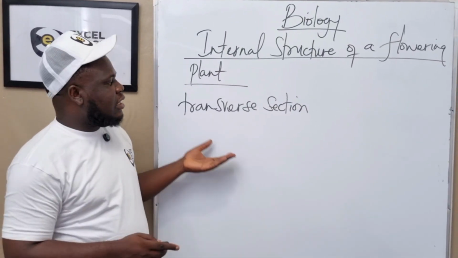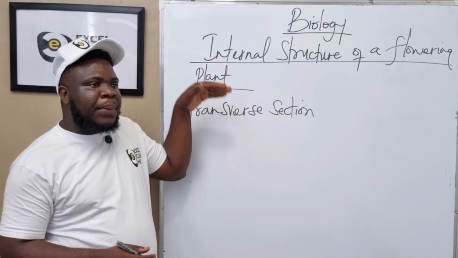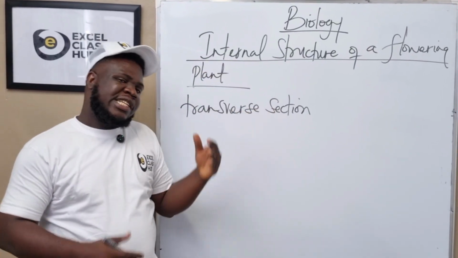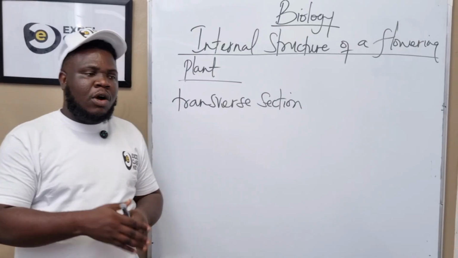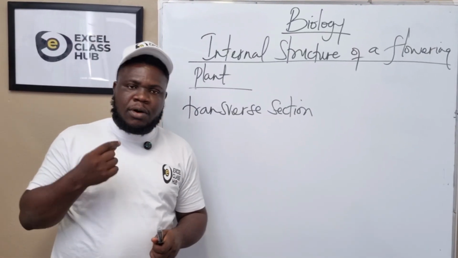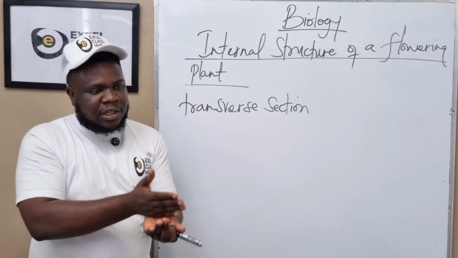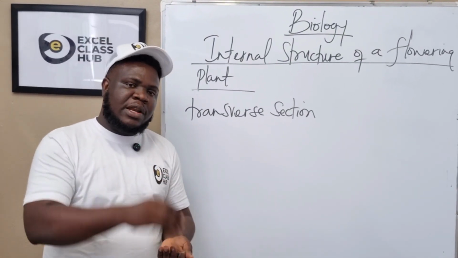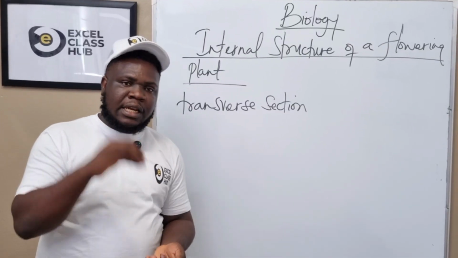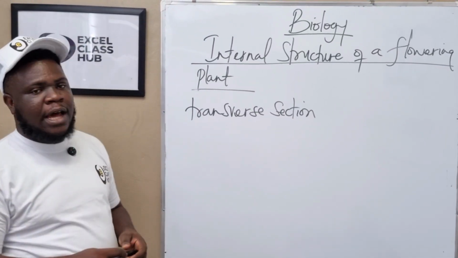So after taking a transverse section of that particular part of the plant and staining it with a dye, we observe it with either a hand lens or a compound microscope to view those particular parts.